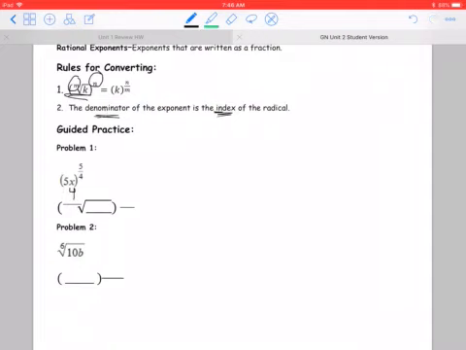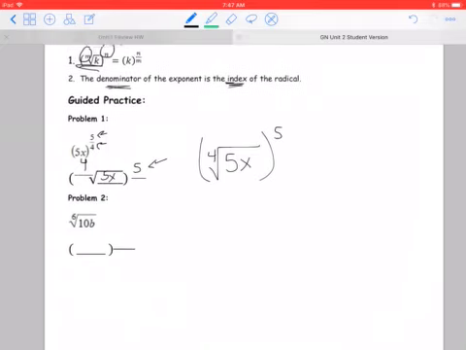And then the exponent outside of the parentheses is going to be whatever the numerator was before. So the 4 is the index, and then the 5 goes outside the parentheses. And then whatever's in the parentheses just goes inside the radical. So that's it. It's a little hard to see there, but it should look like this: 4th radical, 5x, parentheses, exponent of 5. So super easy to convert.